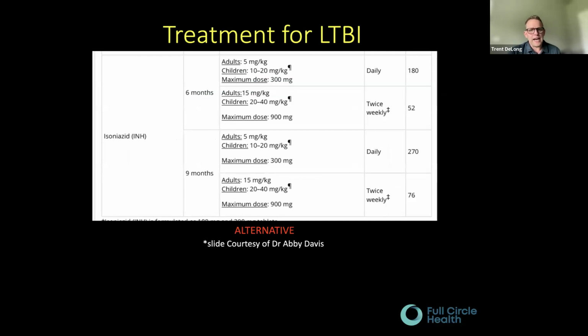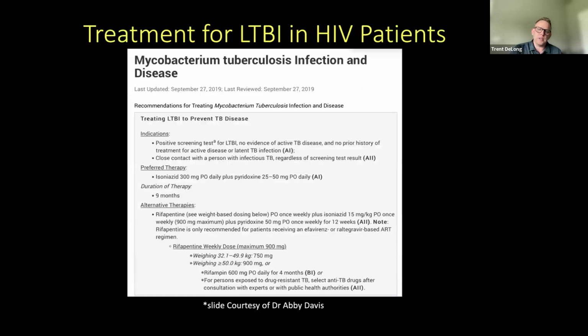Alternative treatment is isoniazid alone. There's a 6-month and a 9-month course. There's daily and twice weekly. And you can see the complication for the patient can actually be very laborious to be able to keep up with this and have adequate treatment as well.